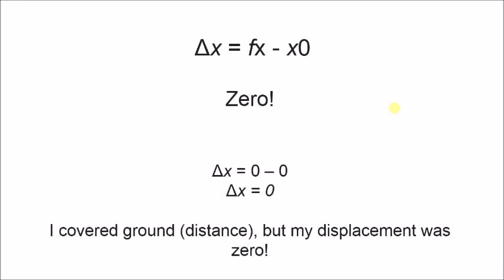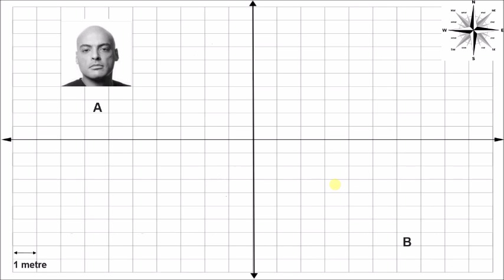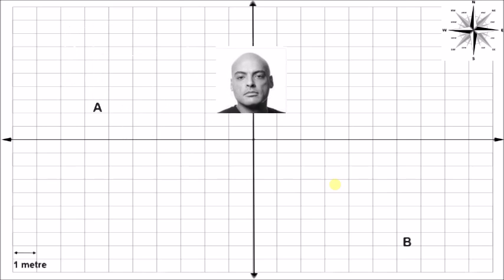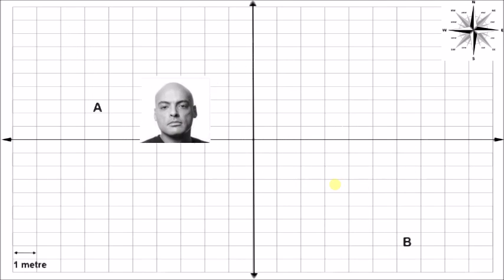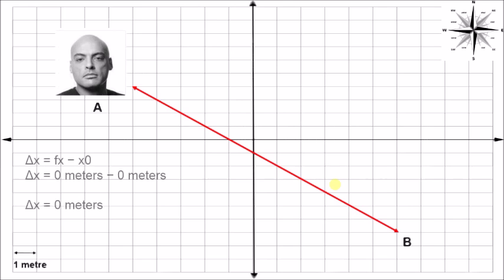0, yes, 0. Think about this. Let's use the formula to answer that question. So my final position was back where I started. And my initial position was the same, I was standing still. So 0 minus 0 is equal to 0. My displacement was 0. I covered ground, I covered some distance, but my displacement was 0. That's the formula there filled up. I hope you understand that.